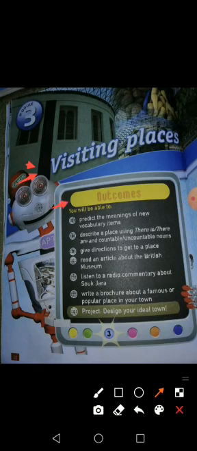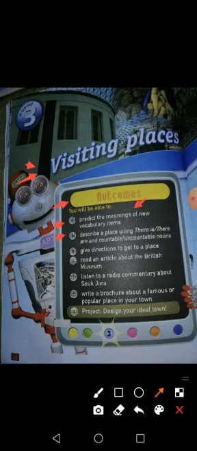The outcomes that you will be able to do after finishing this unit is to predict the meanings of new vocabulary items. Okay, you have to predict, you have to guess, you have to know the meaning of new vocabulary, okay?